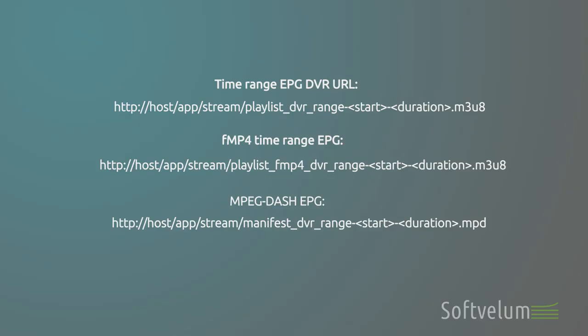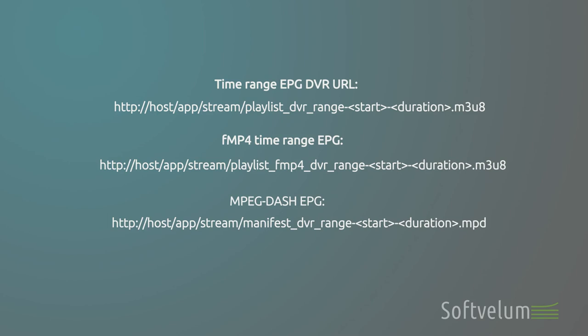Next DVR feature available in Nimble Streamer is the ability to use specific time range, which is used for EPG. It operates similar to other mentioned features. You need to use your playback URL to access it. In this case, you specify a start point as epoch time and a duration as shown here.